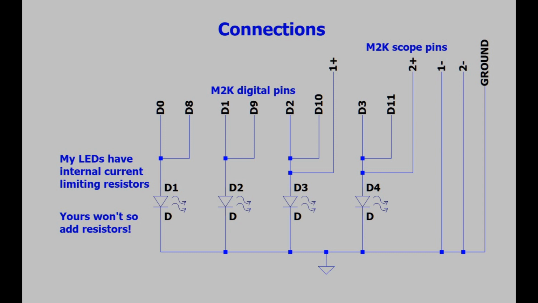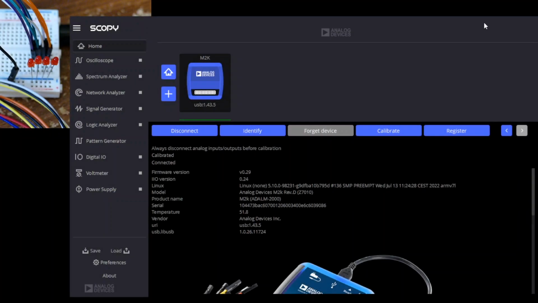In addition, I'm going to connect the analog input pins 1 plus and 2 plus to my third and fourth LEDs, so we can look at them on the oscilloscope going forward. So there are lots of YouTube videos that blink LEDs. I guess we're adding one more.